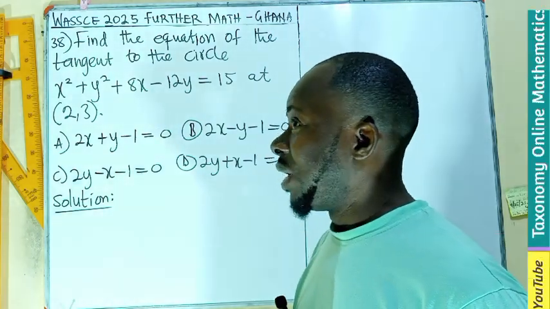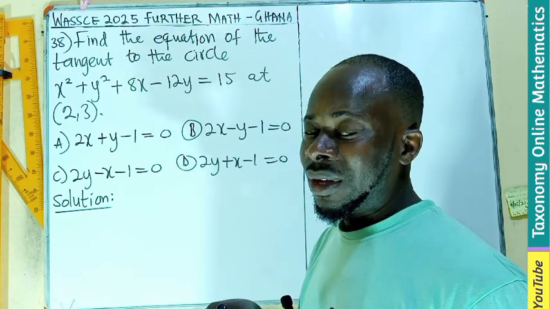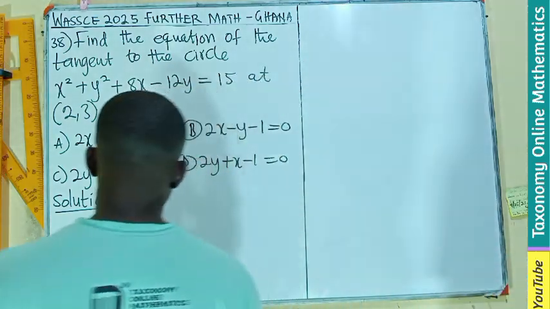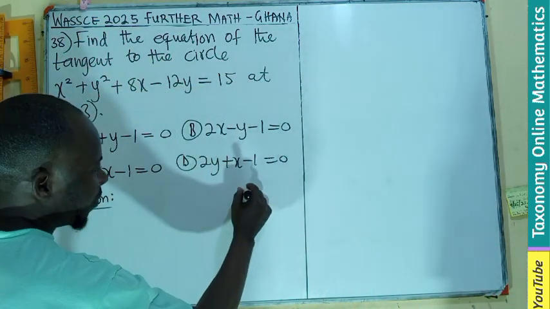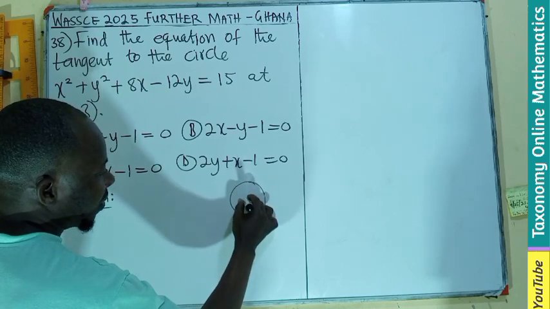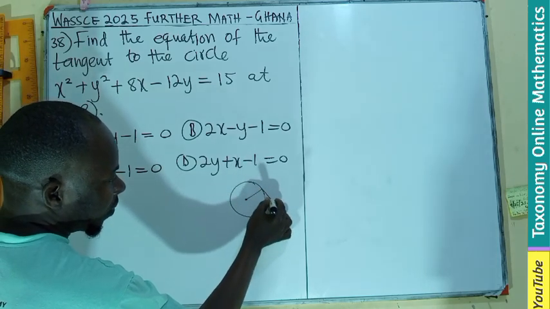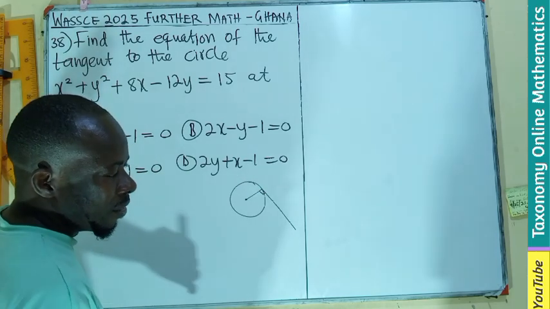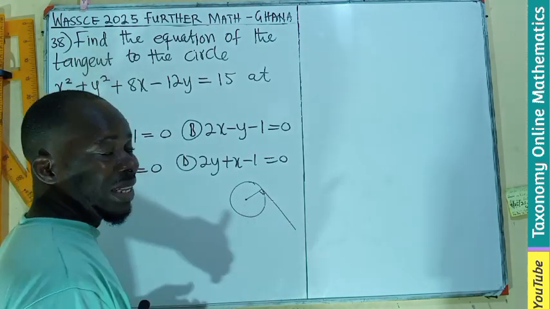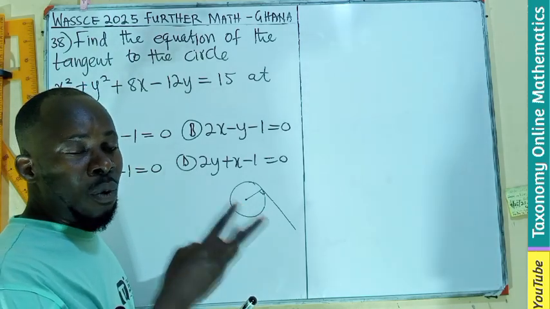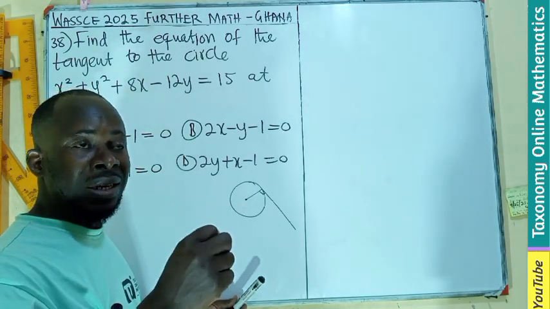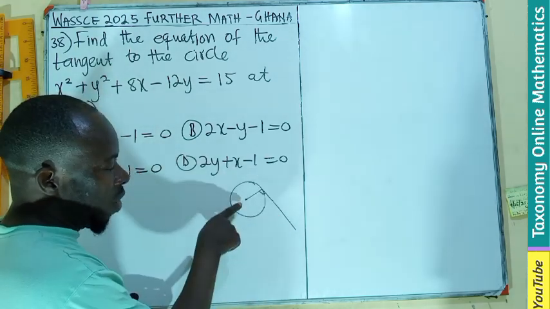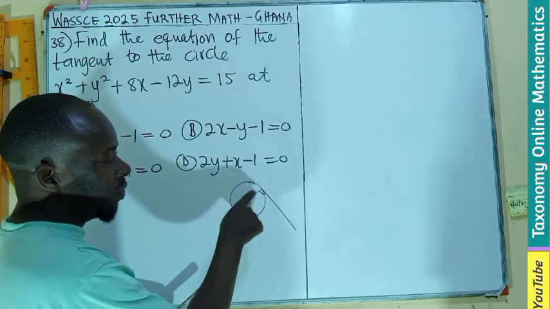So let's see. We know that if I have a circle, we have a radius and a tangent. Let me make a small sketch. A circle has a radius, then a tangent. The tangent and the radius are perpendicular to each other. So if I'm looking for the equation of the tangent, I just need one point on the tangent and a gradient, right? The point is going to be the intersection of the radius and the tangent.